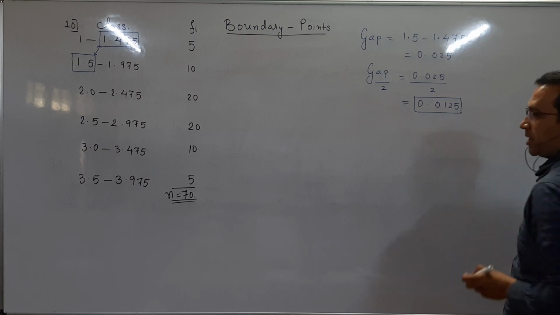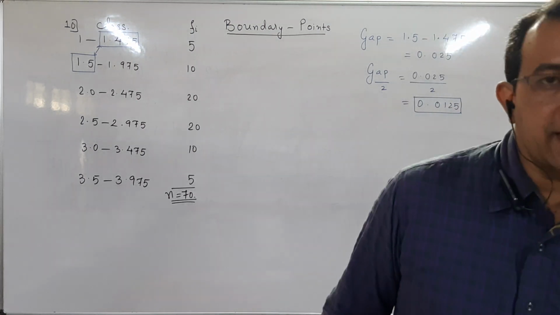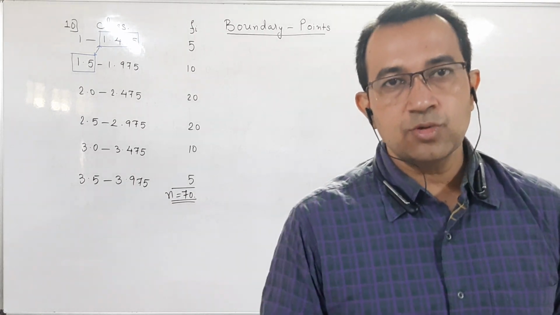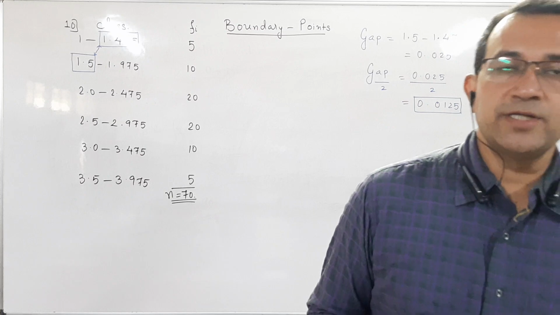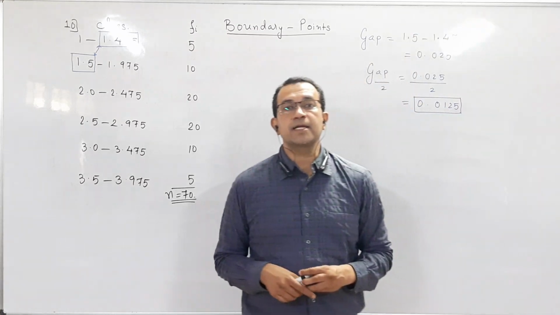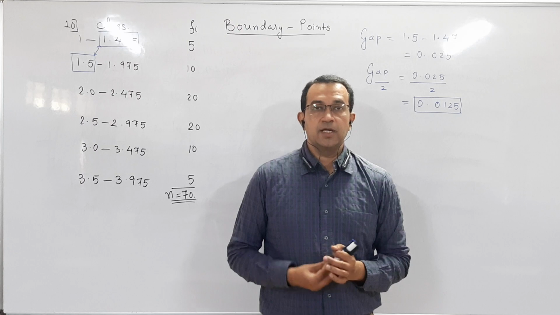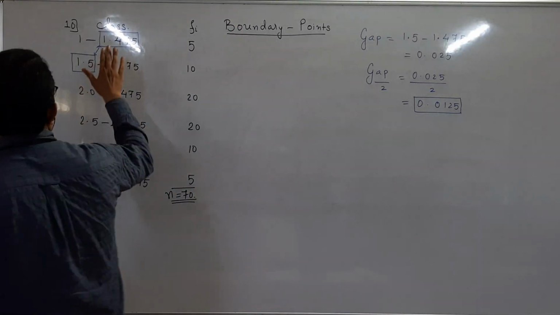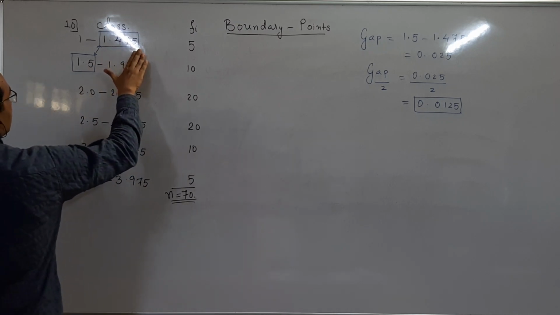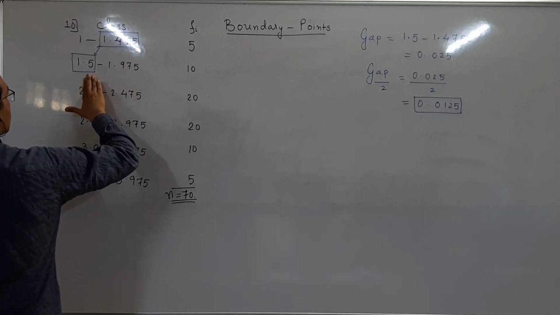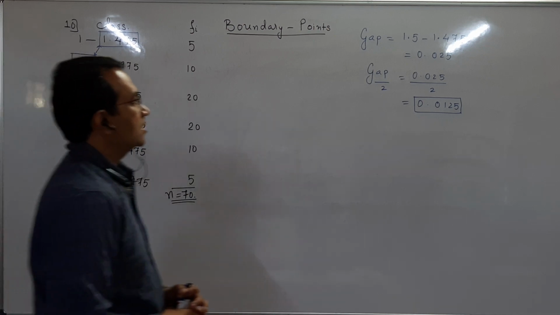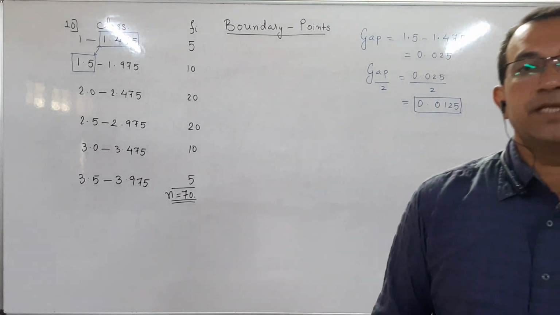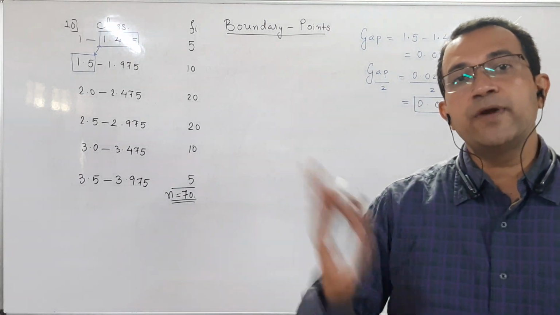This we have to imagine. What is half the gap? 0.0125. So once again students, this is like an algorithm. The first step, check the upper limit of the first class, which is 1.475. Lower limit of the second class is 1.5. Find the gap, means find the difference.